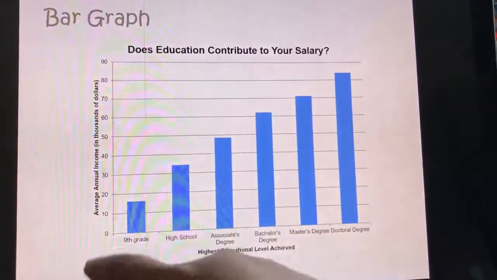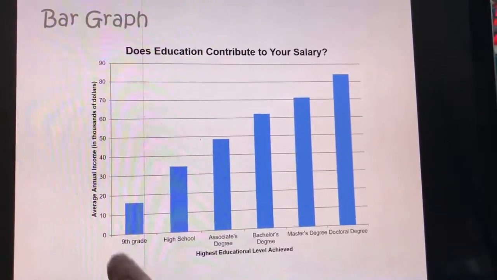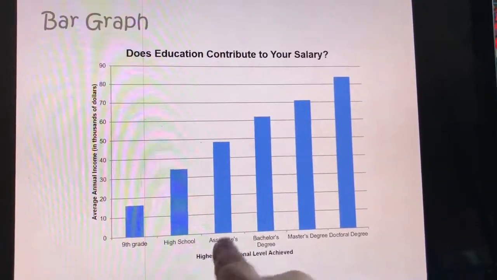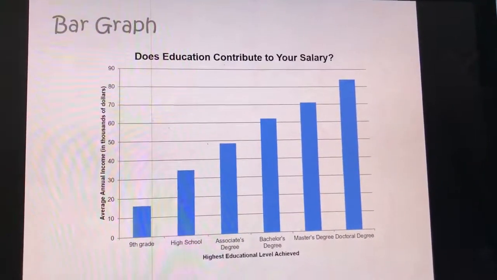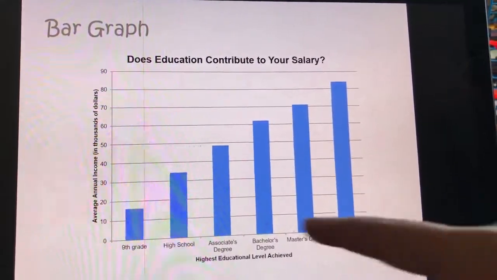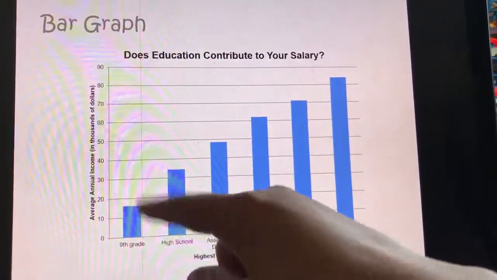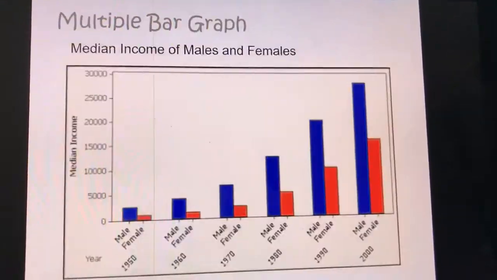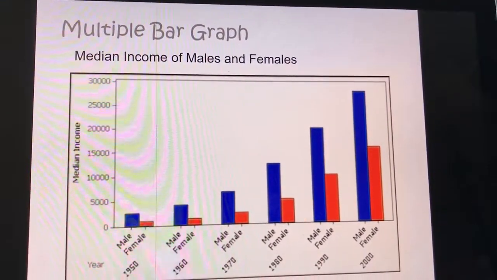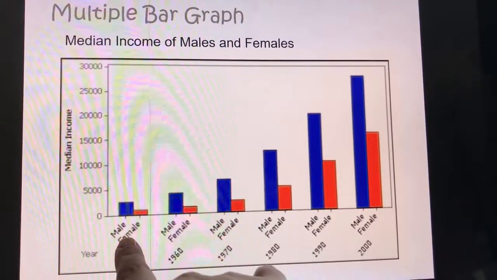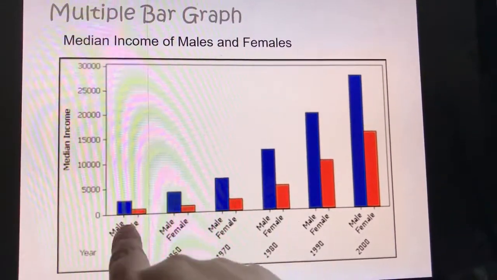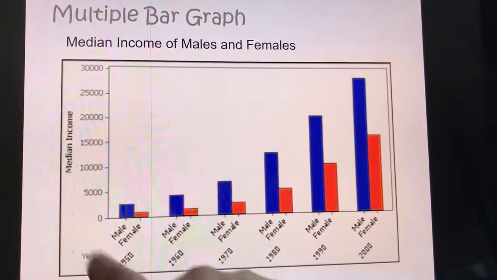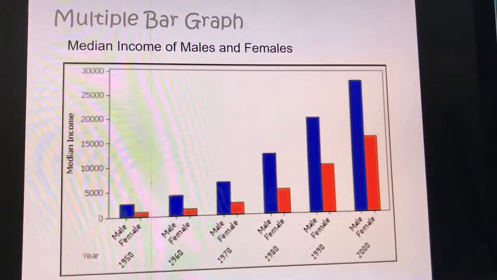Does your education contribute to your salary? If you've completed 9th grade, high school, and so on, it shows you how much your salary, your average annual income, goes up the more education you have, hopefully. This is a multiple bar graph, used when you're comparing. This is male and female. You're comparing the two groups, the males and the females, and this was your median income.